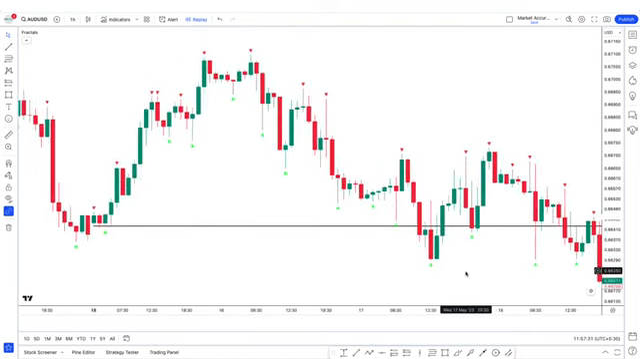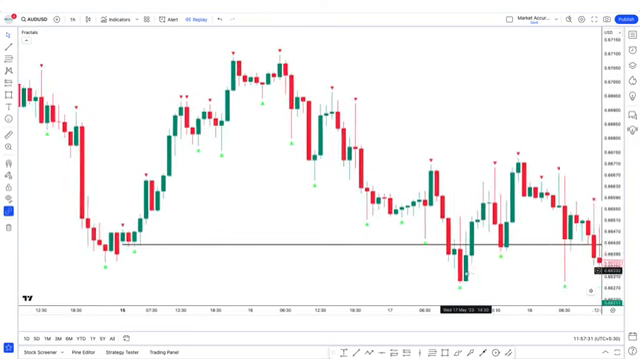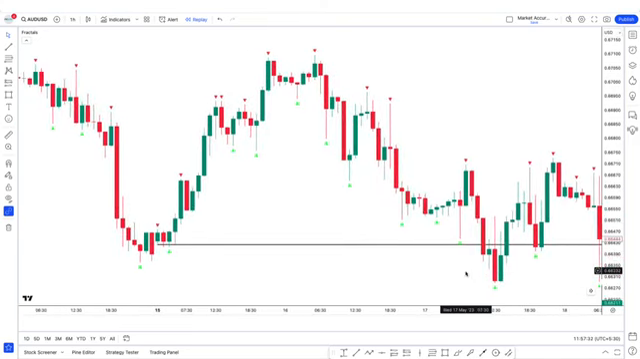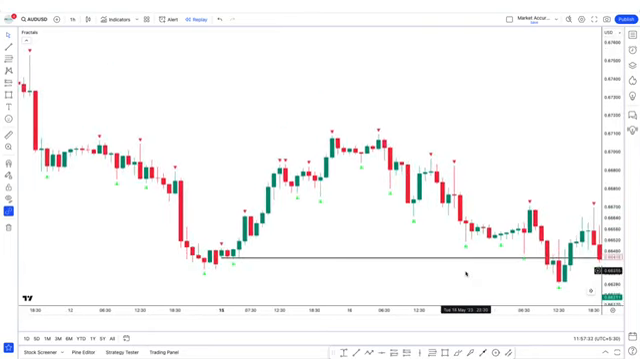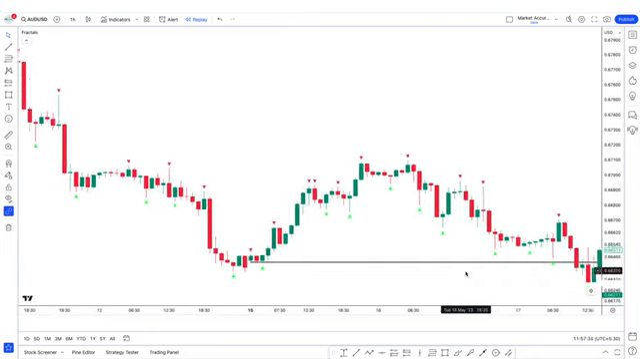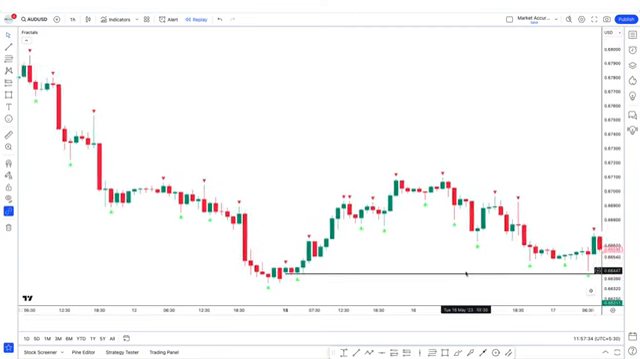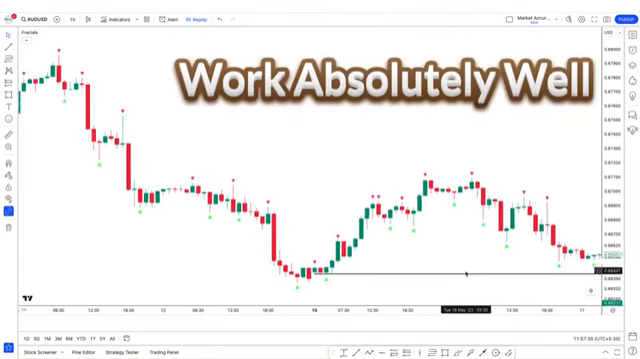Okay, could be a daily order block, could be a weekly order block, could be a weekly fair value gap or daily fair value gap. That is what ICT says. And I just teach what he teaches and they work absolutely well. And whatever he says, he is absolutely right.